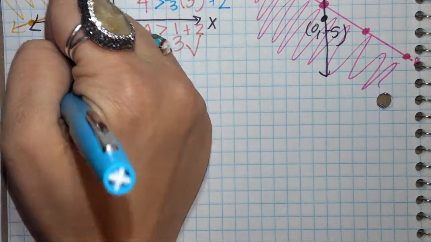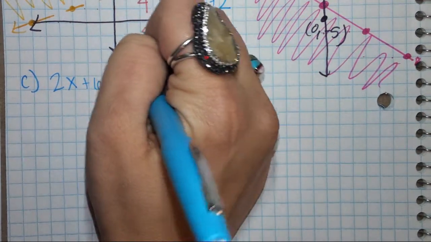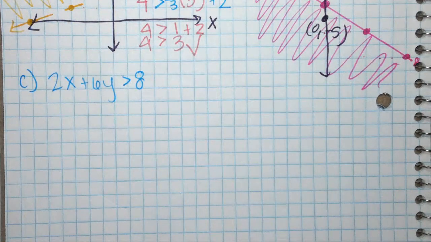Oh my gosh, guys. All right, 2x plus 6y is greater than 8. Now, when we solve for y, we have to watch out for negatives. Does anybody remember why? Because you have to flip. Good. Both of you take a point.